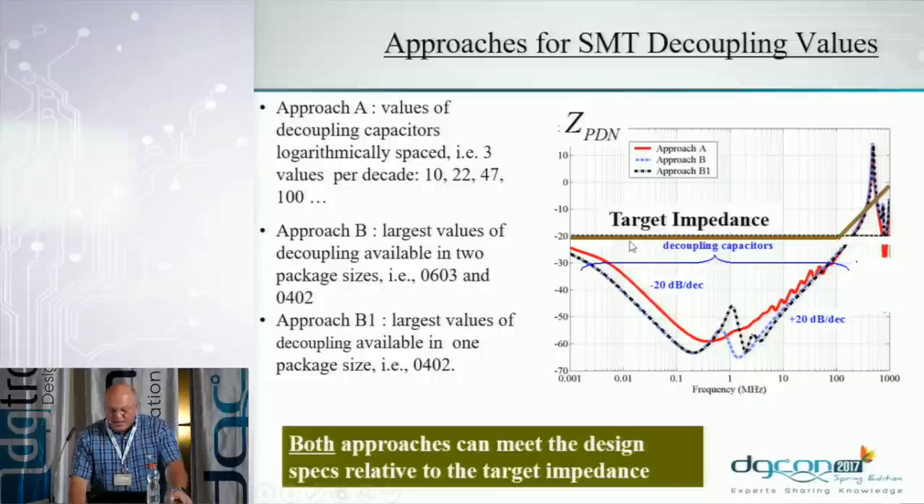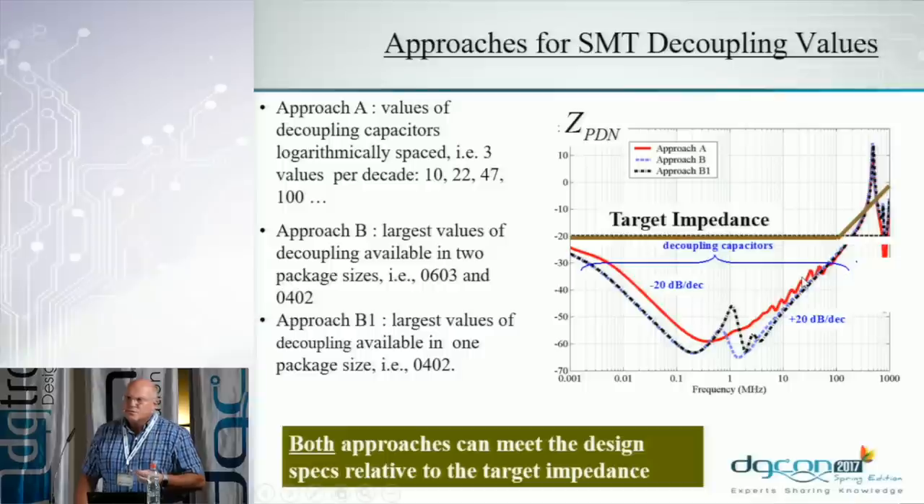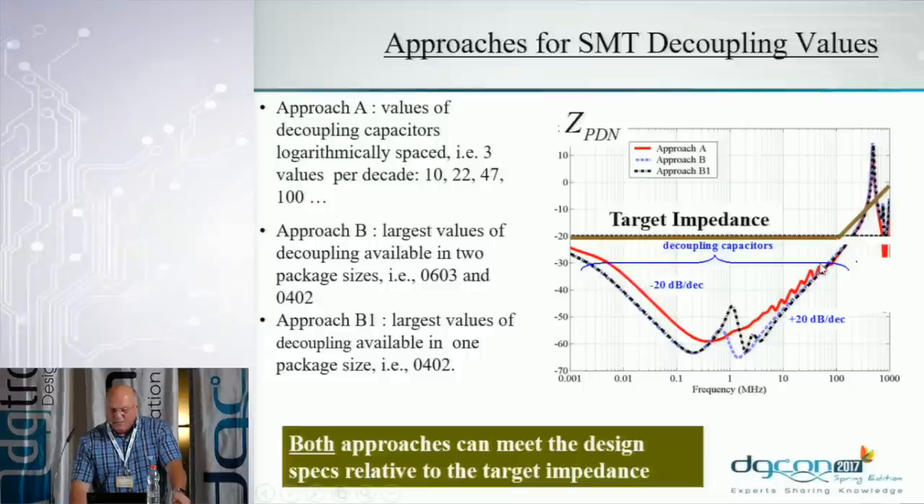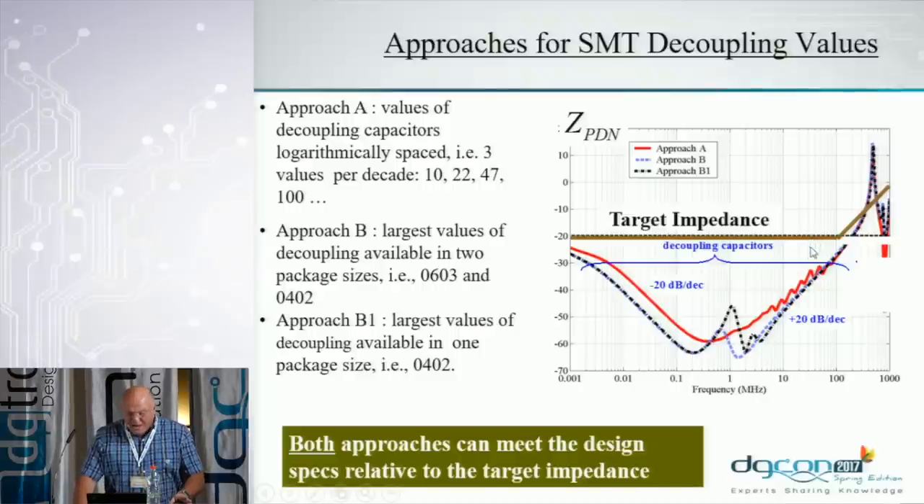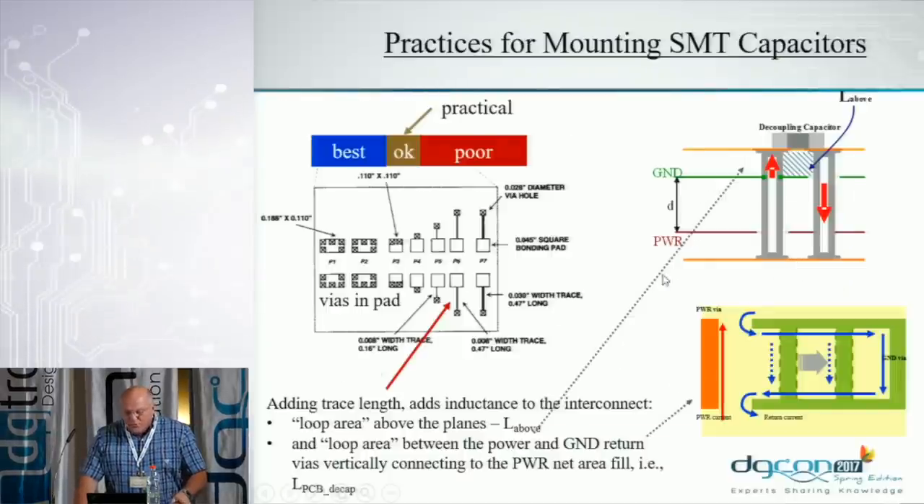If you look at a schematic of the target impedance here, with the strategy of using multiple values in any given decade, we get all these poles and zeros, but with our current path physics we cannot avoid this basic minus 20 dB per decade, plus 20 dB per decade behavior. So both of those approaches will work just fine.